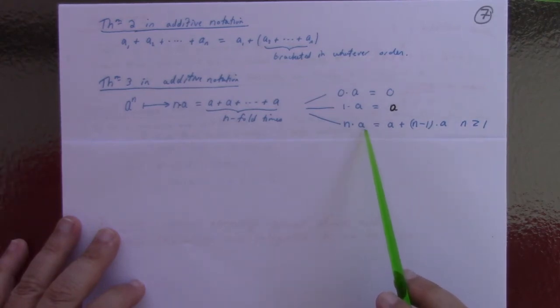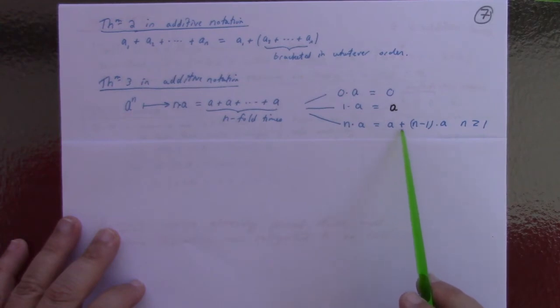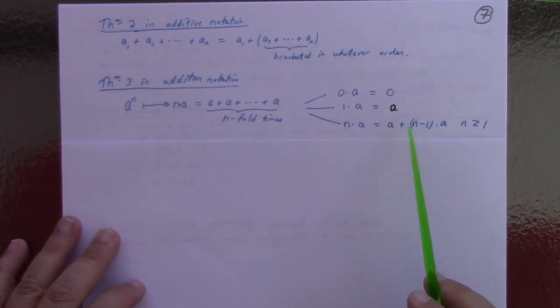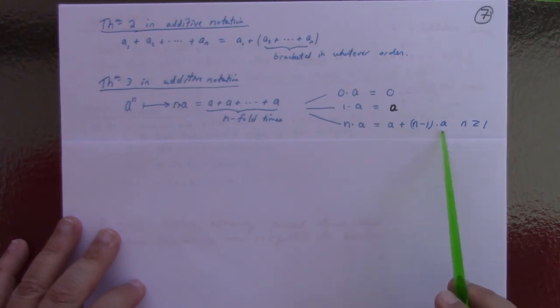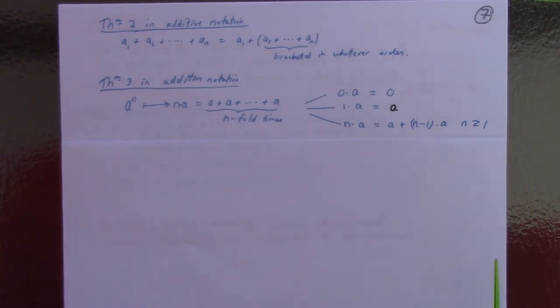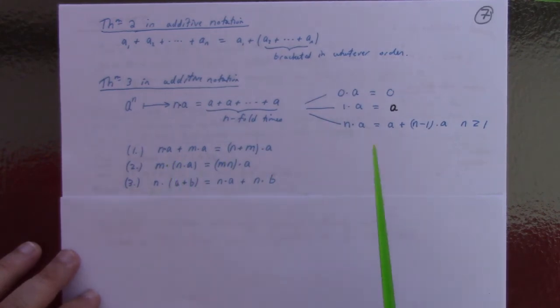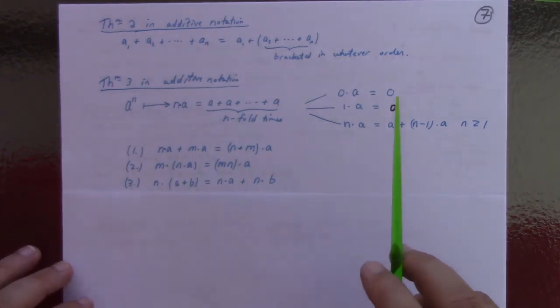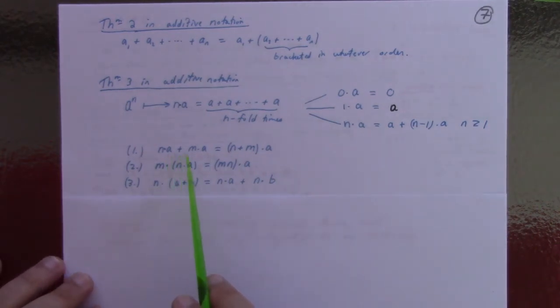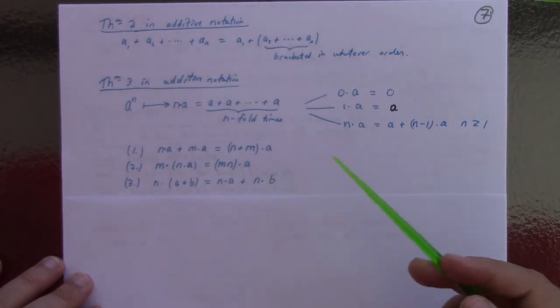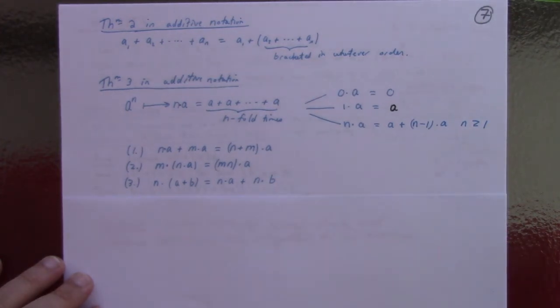N times a is equal to a plus n minus 1 times a. So in other words, add one more to the sum of n minus 1 of them, right? So that would be additive notation. And in that notation, Theorem 3 looks like: n times a plus m times a is n plus m times a. This is what Theorem 3, the laws of exponents, look like when we look at the additive version. So it's kind of neat.